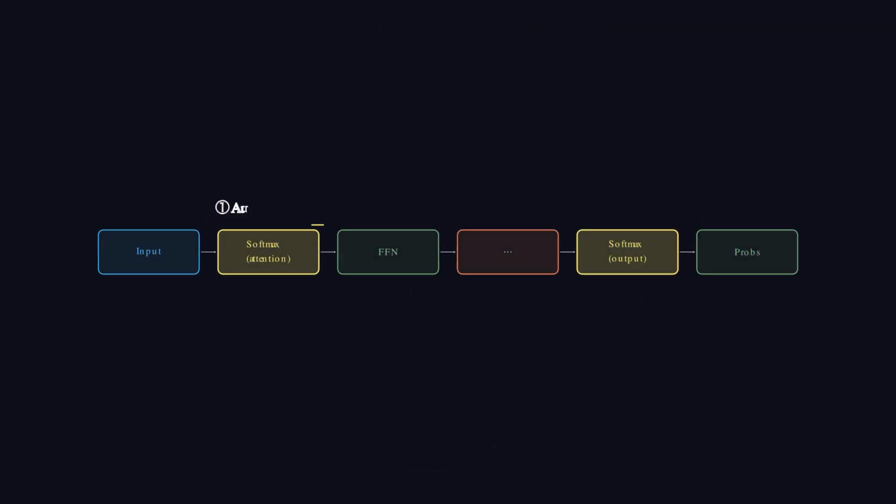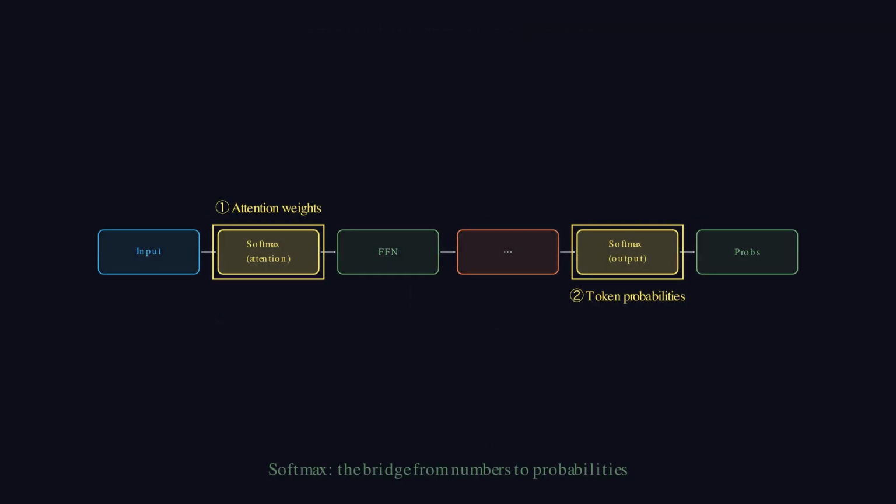Softmax appears twice in a transformer, first inside the attention mechanism. Remember from episode 7, the attention scores, the dot products of queries and keys, are raw numbers. Softmax converts them into attention weights that sum to 1. Each word distributes 100% of its attention across all other words. Second, at the very end, the final layer produces logits, 1 per token in the vocabulary. Softmax converts these into the probability of each possible next token. When you see GPT choosing a word, it's sampling from this softmax distribution.